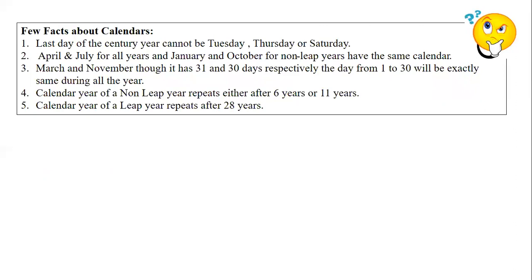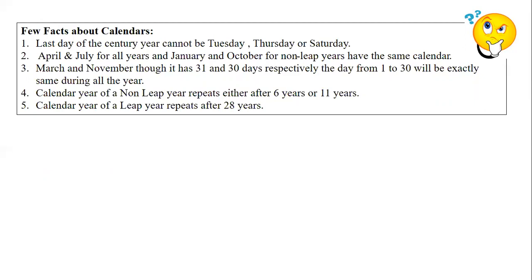Now these are few facts. Last day of the century year cannot be Tuesday, Thursday or Saturday. Okay, so April month and July month for all the years it will be having the same days. So April 1 if it is Monday, July 1 also will be Monday. April 30 if it is Saturday, July 30 will also be Saturday.